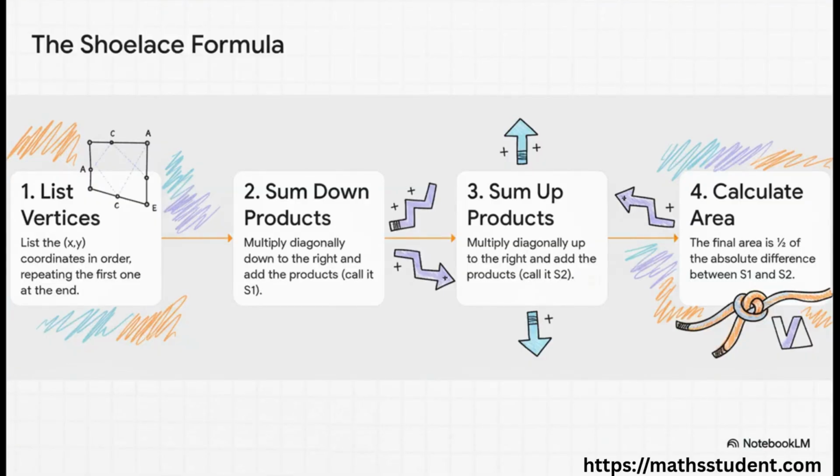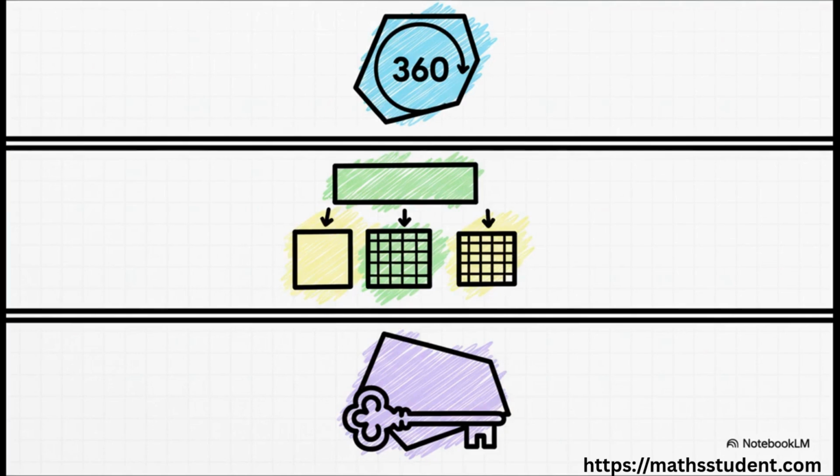I'm telling you, all you do is list the x and y coordinates for your four corners in order going around the shape. Then you multiply diagonally down and to the right and add all those up. Next, you do the same thing, but multiplying diagonally up and to the right and add those up. The area? It's just half of the absolute difference between those two big sums. It's kind of like tying your shoelaces, which is where it gets its name, and it works like a charm every time.